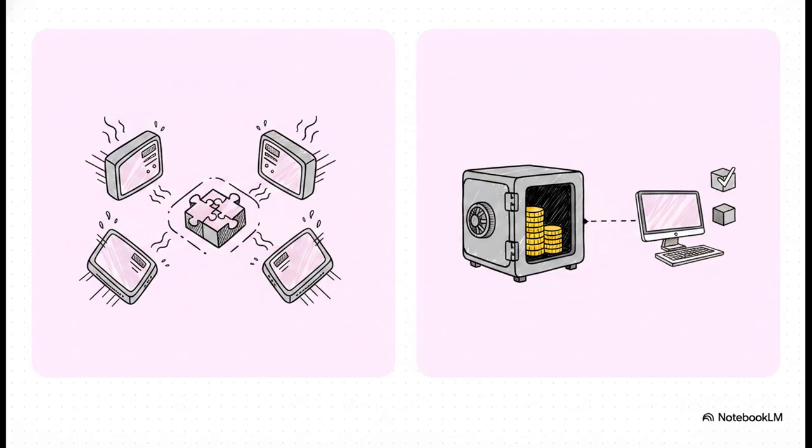Now about Step 5. How exactly does a decentralized network agree on the truth without a boss calling the shots? They do it through consensus mechanisms. The two biggest ones are proof of work and proof of stake.